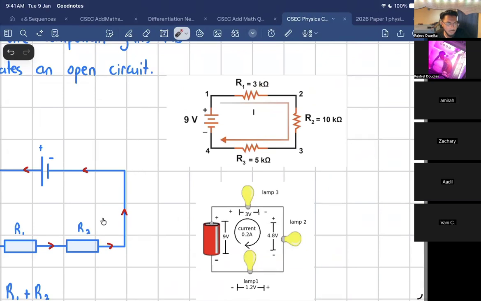Maybe I need a more obvious diagram. Give me a second. One second.